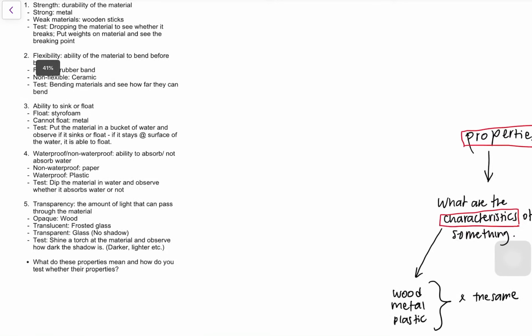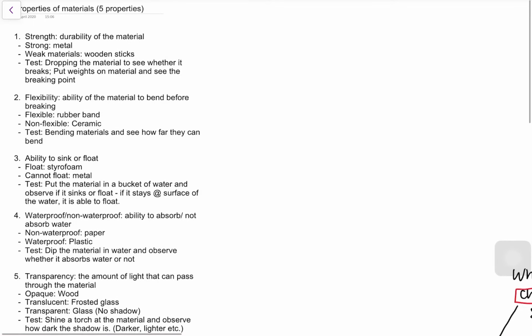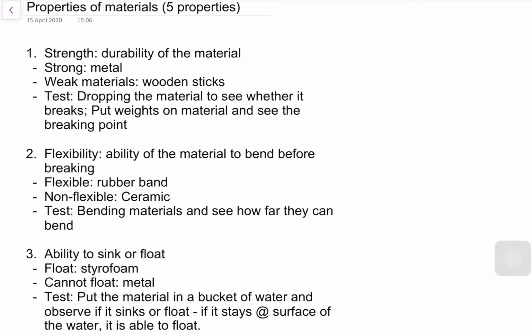All right, so there are 5 properties that we need to know. So we'll go through them one by one. So the first property is strength. Strength refers to how durable a material is, so how strong it is. In order for us to test strength, we can actually drop the material to see whether it breaks, or we can actually put weight on the material to see the breaking point of the material.